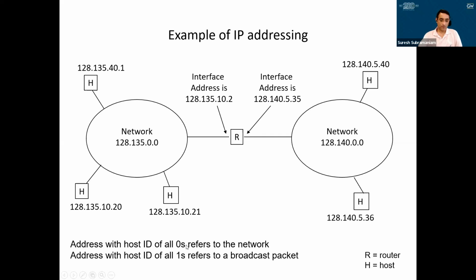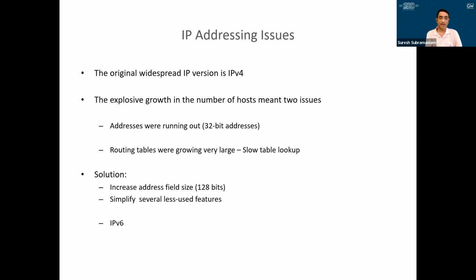And there are a couple of special address fields that are for specific things. For example, the all zeros in the address field refers to the particular network that it's attached to. And if it's all ones in the host ID, that means the packet is supposed to be broadcast to all the hosts as opposed to sent to a specific host, and so on. So this is the general idea of addressing.